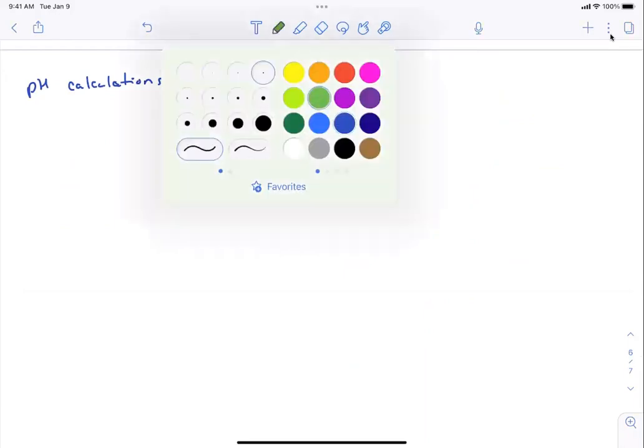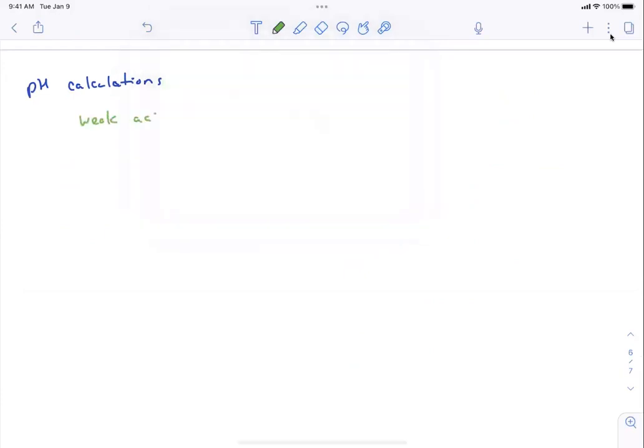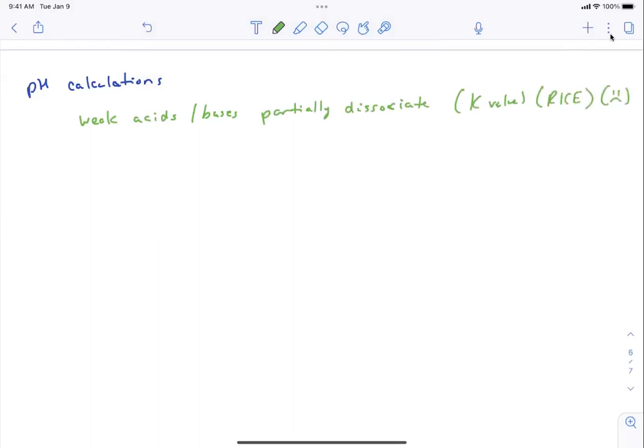HL pH calculations. For HL pH calculations become more complicated because now you have to factor in ICE charts because you are going to have partial dissociation, and you are not going to have strong acids and bases alone. You have to understand that weak acids and bases partially dissociate, which means they have a K value, which means you have to do an ICE chart, which means you're going to be very sad. Okay.